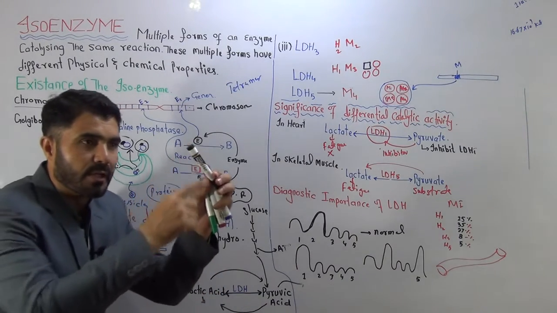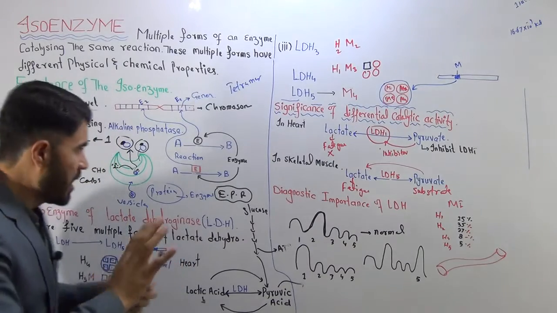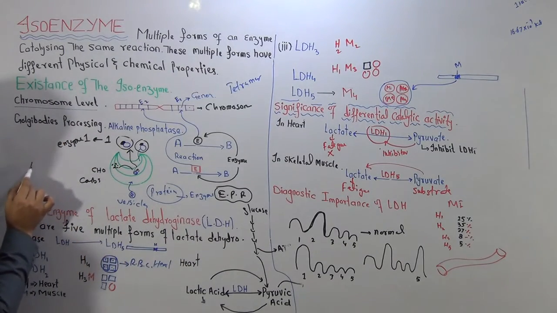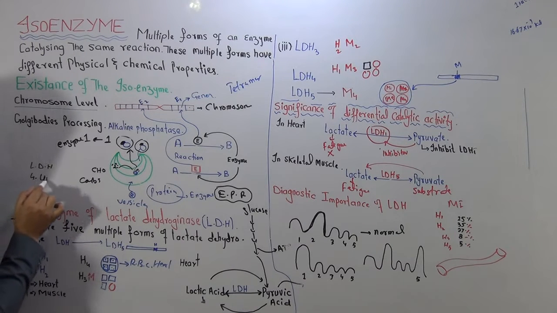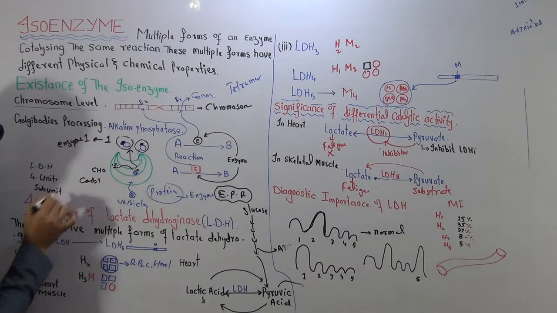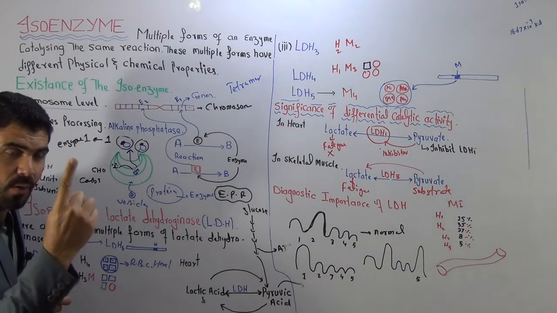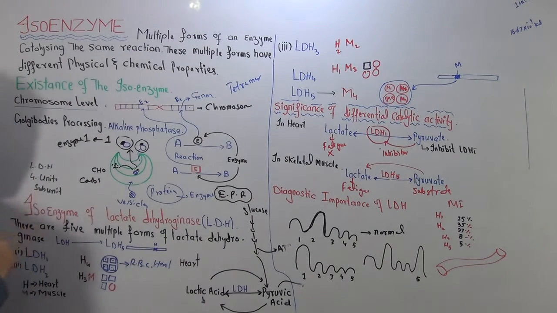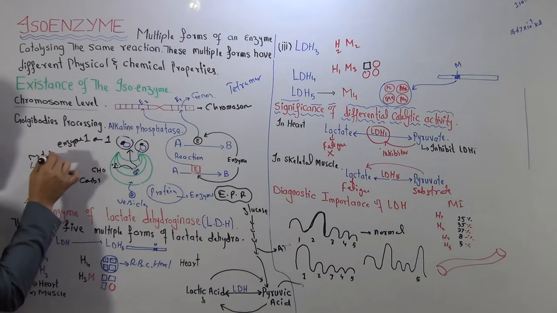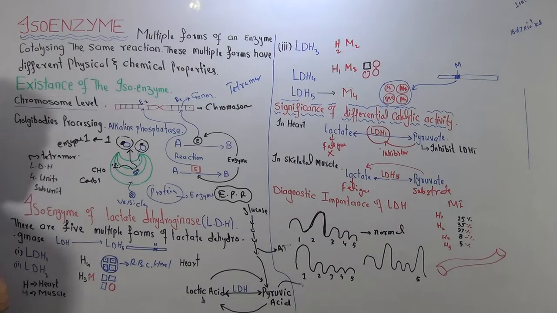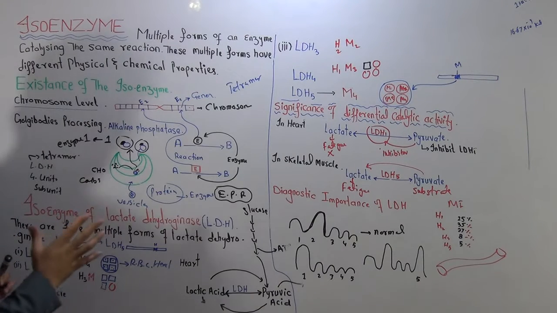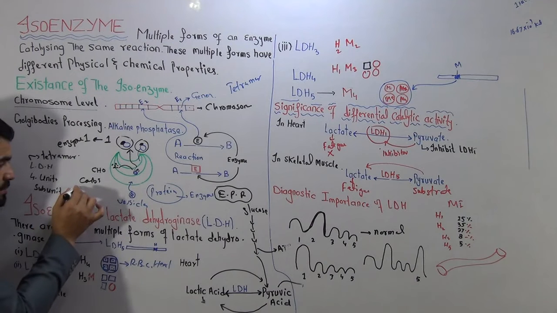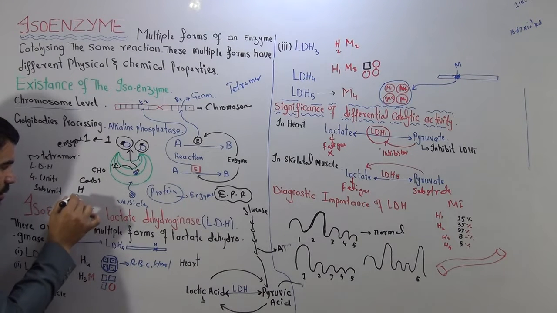Now if you come to the structure of the lactate dehydrogenase enzyme, it consists of 4 units. These 4 units are called subunits. The LDH enzyme has 4 smaller units, so we can also call it a tetramer. Tetra means 4. And these 4 units are mentioned in the form of H or M.